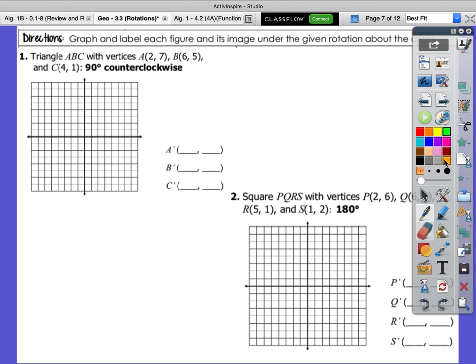Once you're done with 1, I want to check it, so I make sure you're doing it right before we continue moving on. Then we move on to 2 and 3, and after you've been checked on all of those, you can go get the homework.